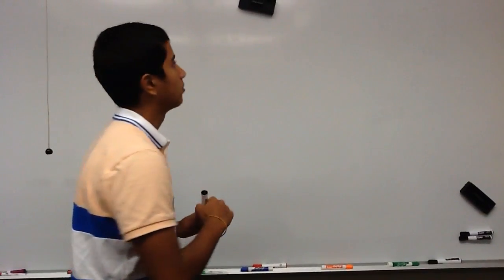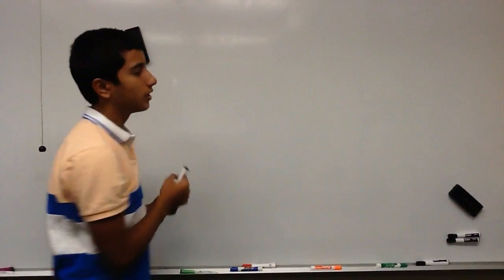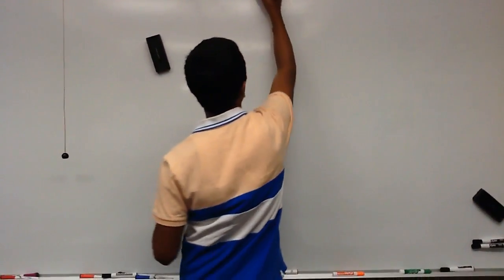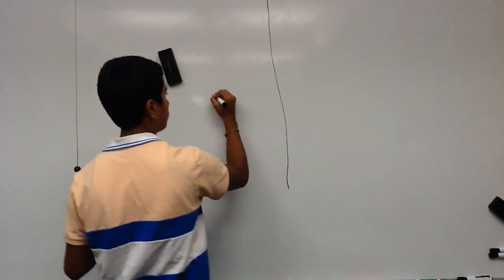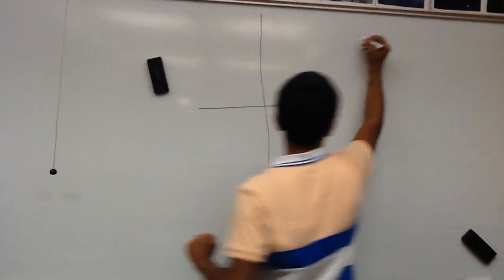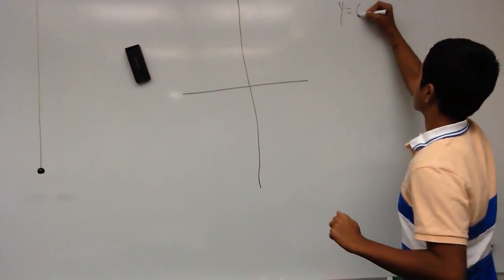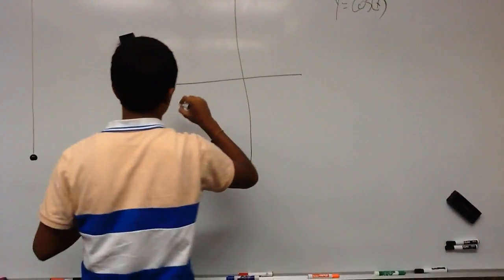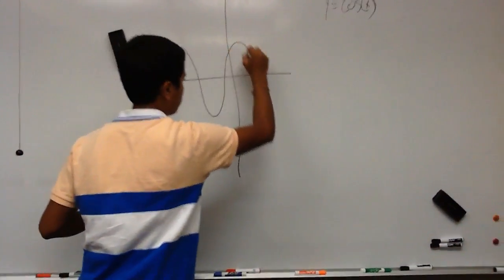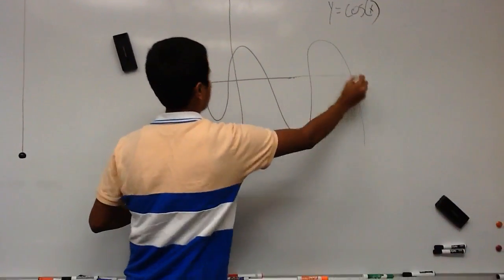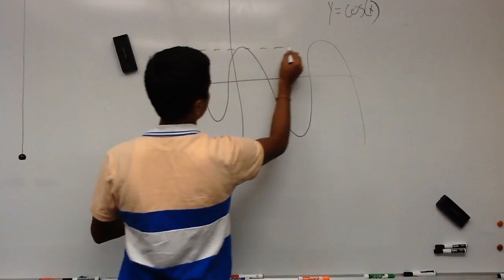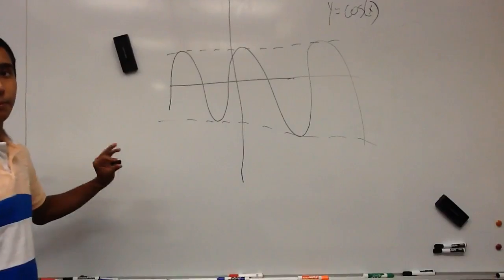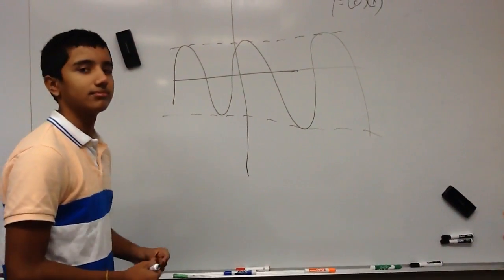Alright, let's talk about some boundaries here. A boundary on a graph would be like a bounce on a cosine graph, so let me just draw it for you guys to better understand it. Let's just say our graph that we're going to draw is y equals cosine x. And the cosine x graph will go like this. And this right here, this and this right here on a graph, those are called boundaries on a graph.